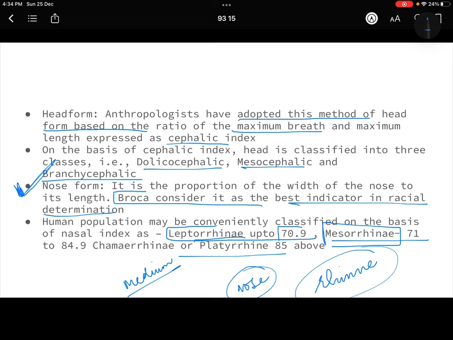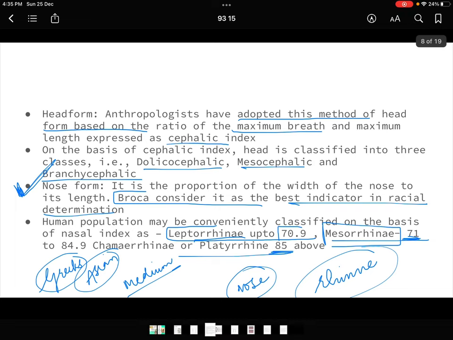And leptorhine jo hote hain, that means Hrithik Roshan type nose. Toh aap Greeks ko bhi dekh lo, agar jaise they have those pointed noses na. So European and Caucasians, even Asians also have, like Indians bhi kafi, they have like that kind of a pointed nose. And ye numbers bhi likhe hue hain, but you don't need to remember. This is just I put these numbers because to make you understand ki jab hum aise length and breadth nikalte hain, to these indexes can come and based on that we classify.